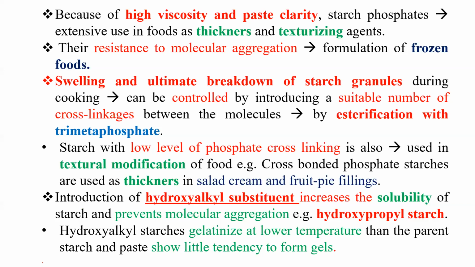Introduction of a hydroxyalkyl substituent increases the solubility of starch and prevents molecular aggregation, for example hydroxypropyl starch. Hydroxyalkyl starches gelatinize at a lower temperature than the parent starch, and the pastes show little tendency to form gels.